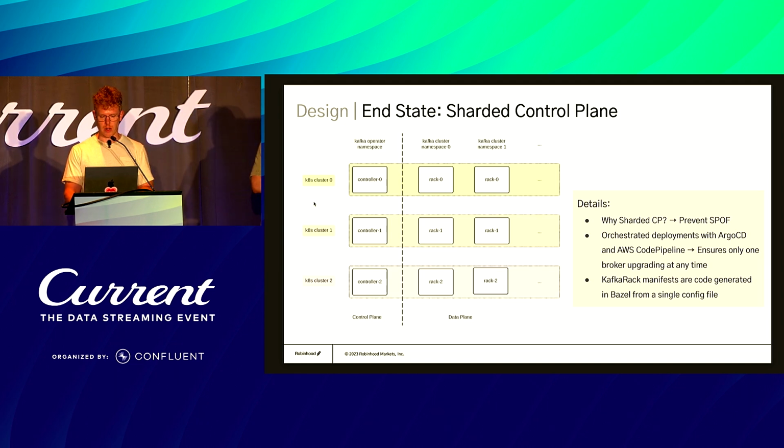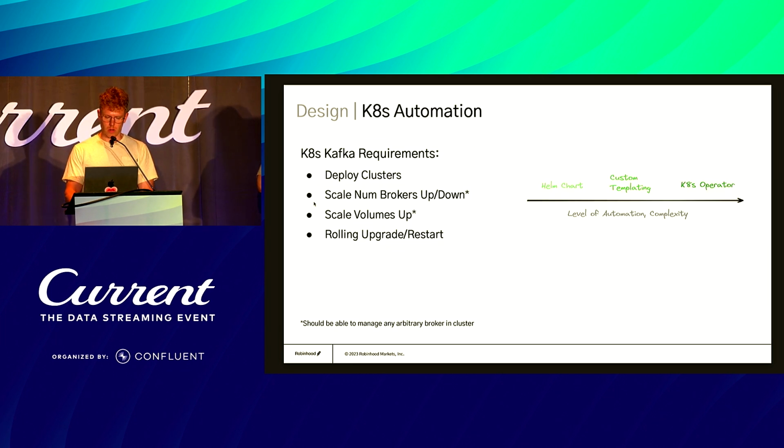So that's kind of the end state, and I'm going to show you how we got to that. Another little introduction on Kubernetes: there are a few different ways that you can automate things within Kubernetes. I'm sure a lot of you have used Helm charts in the past. It's a very simple, lightweight way to template manifests for different environments and things like that.